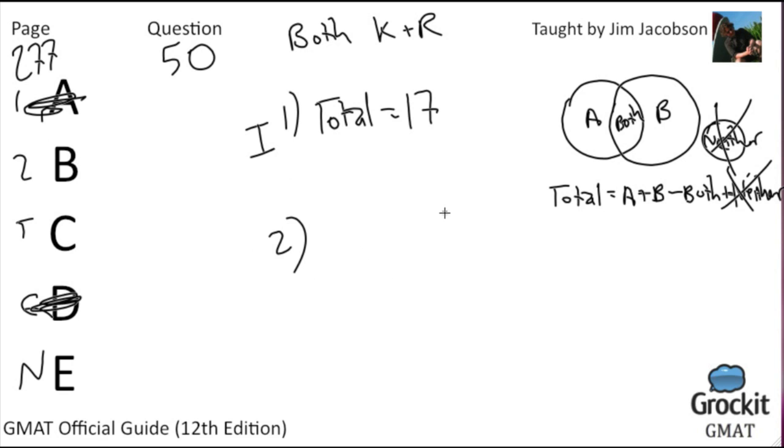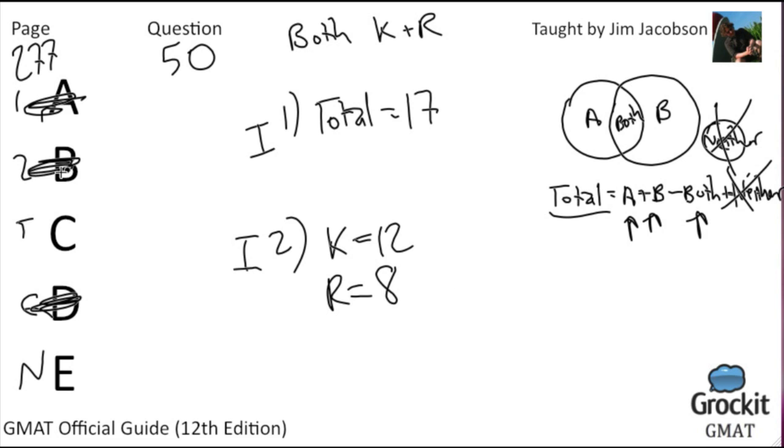Statement two, company K has 12 directors and company R has 8 directors. So K equals 12, R equals 8. Did I do that right? Yes. Again, that gives us A and B in this equation, and we're trying to figure out what both is, but we would need the total for this one. So statement two also insufficient, so B is not it.